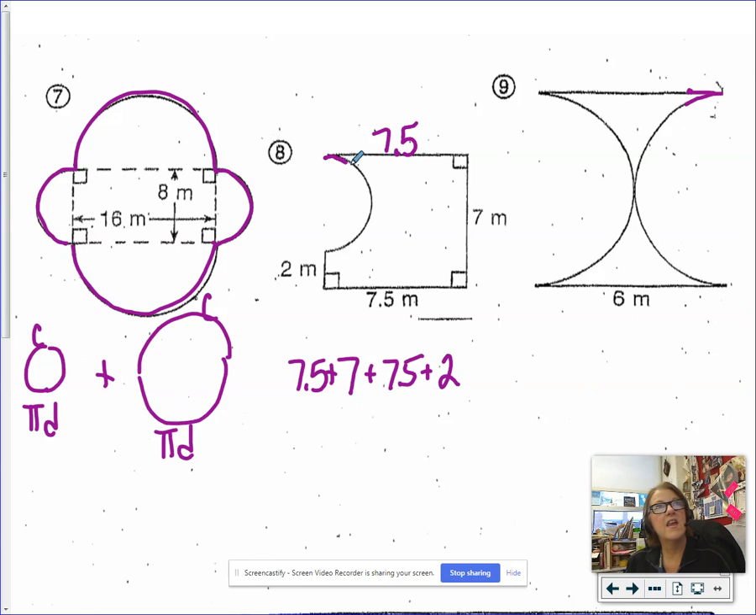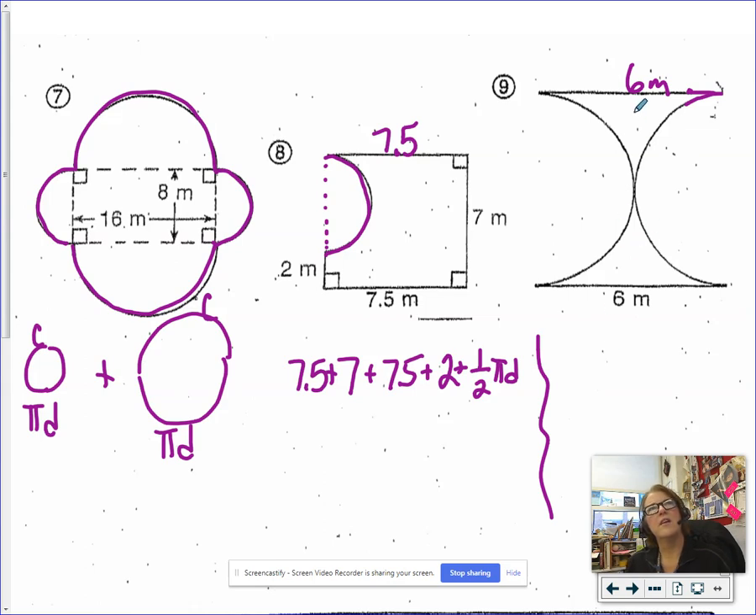And then you've got this. You've got half of some circumference, pi times diameter. Your job is to figure out the diameter. Add it all up, get your total. This thing kind of looks like an hourglass, doesn't it? Okay, the top and the bottoms are 6.